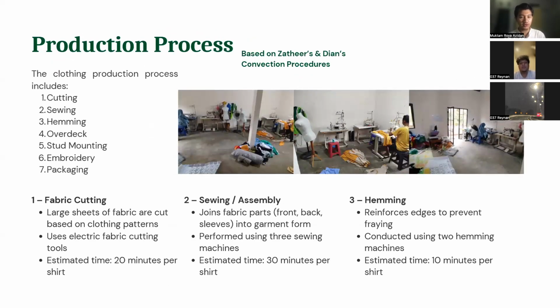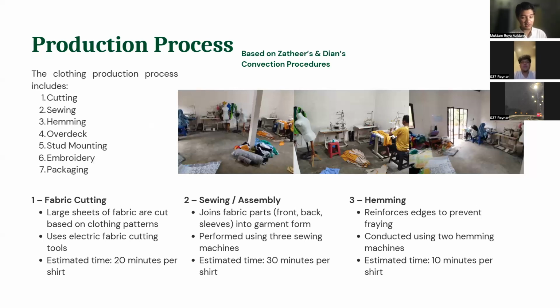Next we move to the production process. We have a lot of access to Dian's convection procedure. When we visited Zatheer, we met in another place, not directly at the business, but when I visited another reference from Dian's convection, there is a detailed process in the field. Firstly is cutting, then sewing, hemming, overdecking, stud mounting, embroidery, and after that, finish with packaging.